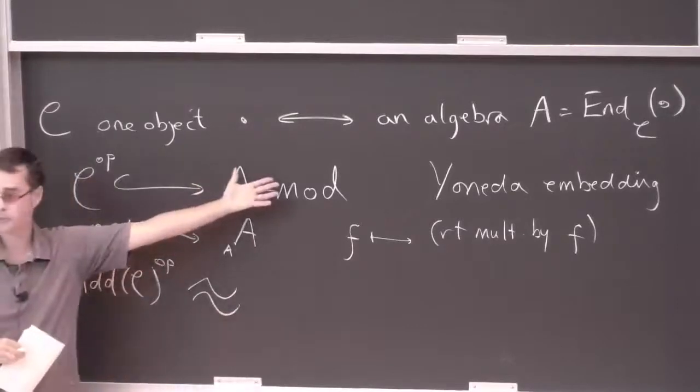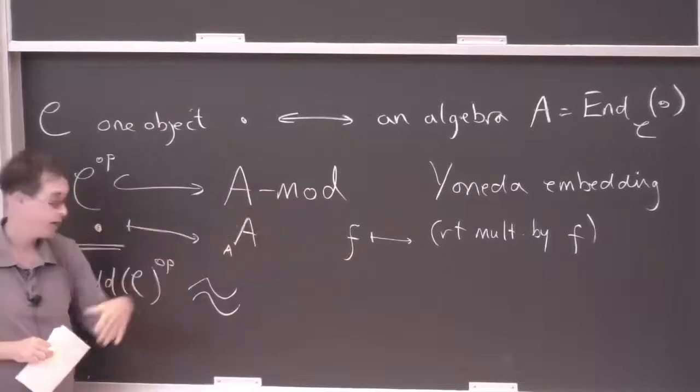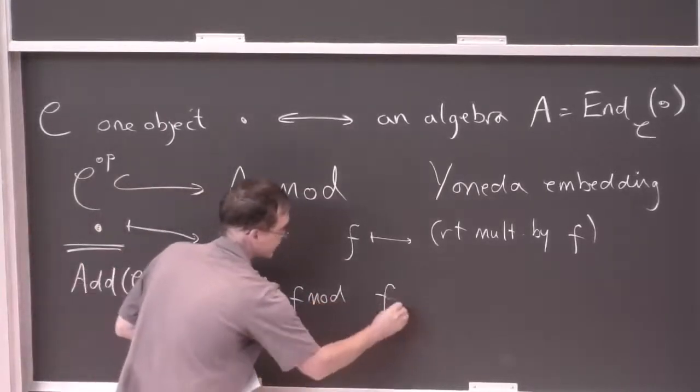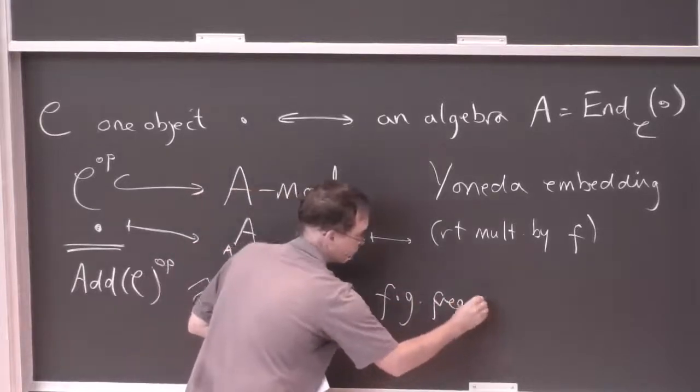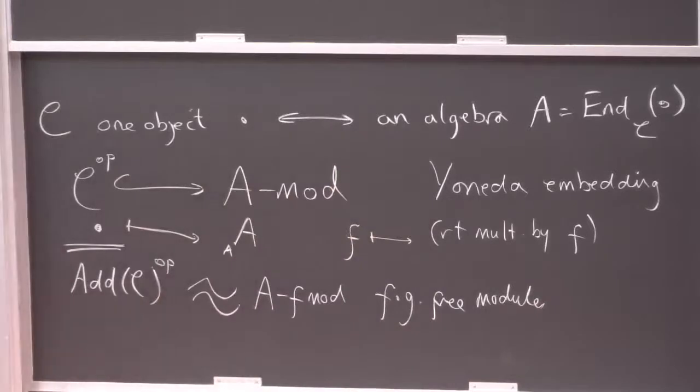So I should be able to realize it as a subcategory of A-mod, because this is additive, and it's just the finitely generated free modules. Because we've got the regular module, and now we've got finite direct sums. So we've got finite direct sums of the regular module.